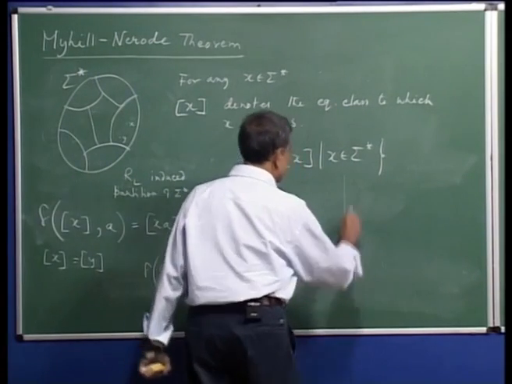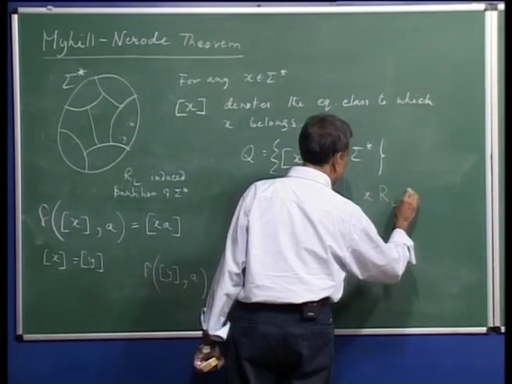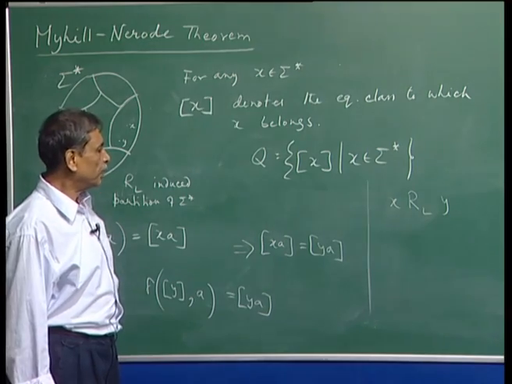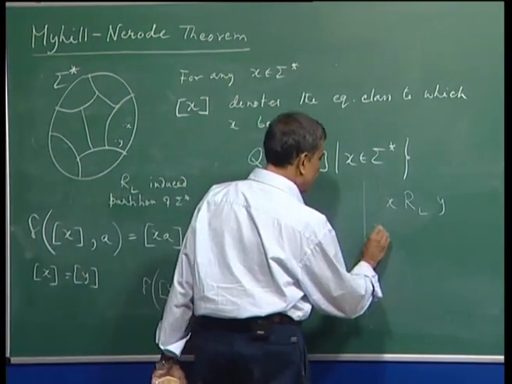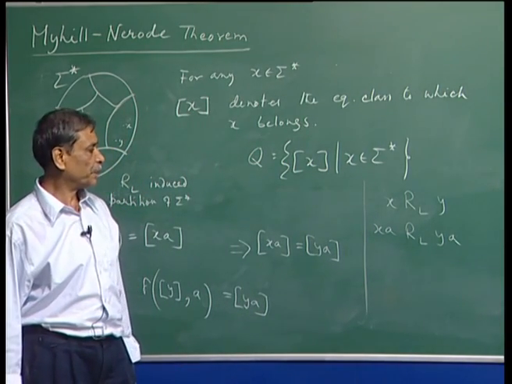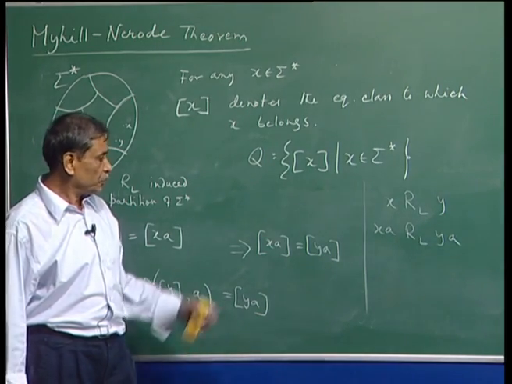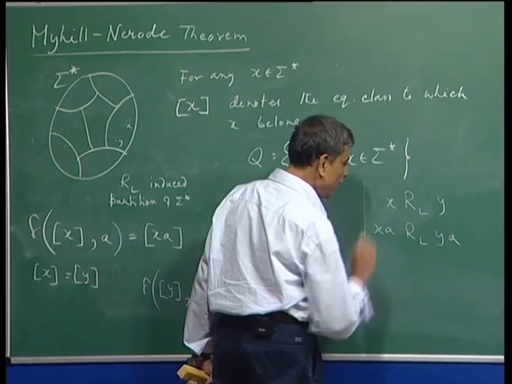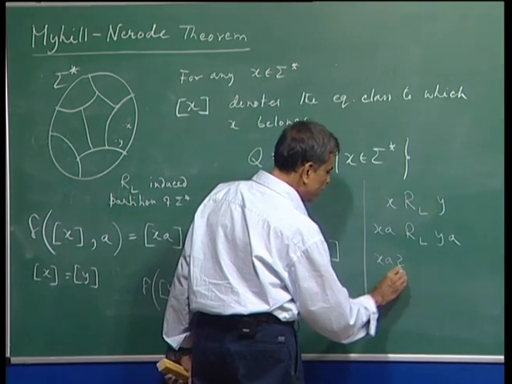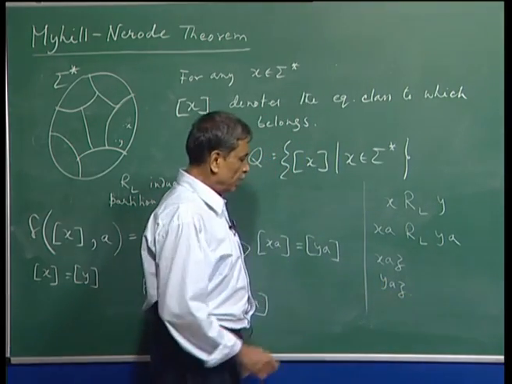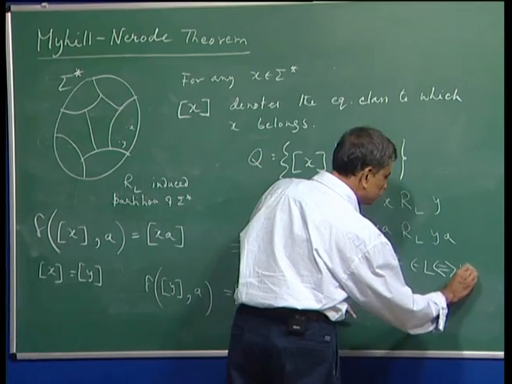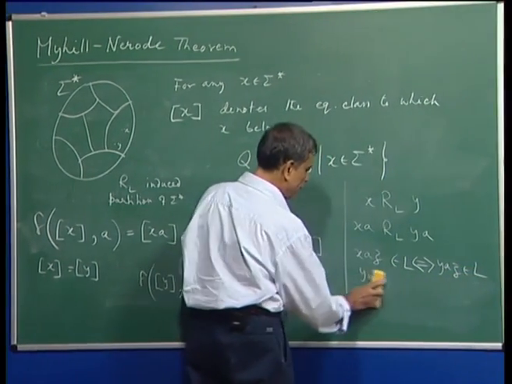Now, x and y belong to the same equivalence class means this. That is the definition, they are related by RL, and this will be the case if I can show xa to be related to ya. To show that xa is related by the same relation to ya, I need to show that for any z, whenever xaz is in the language, this means if and only if yaz is also in the language, right.